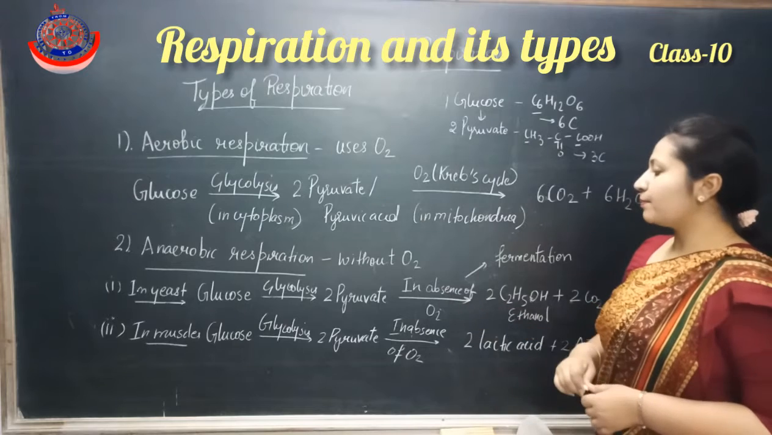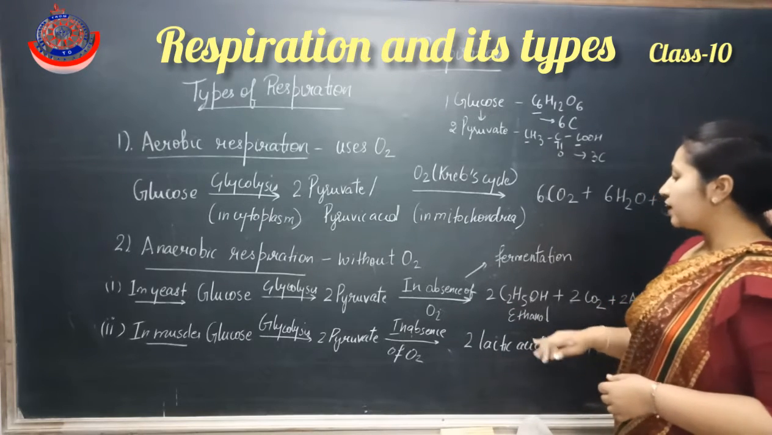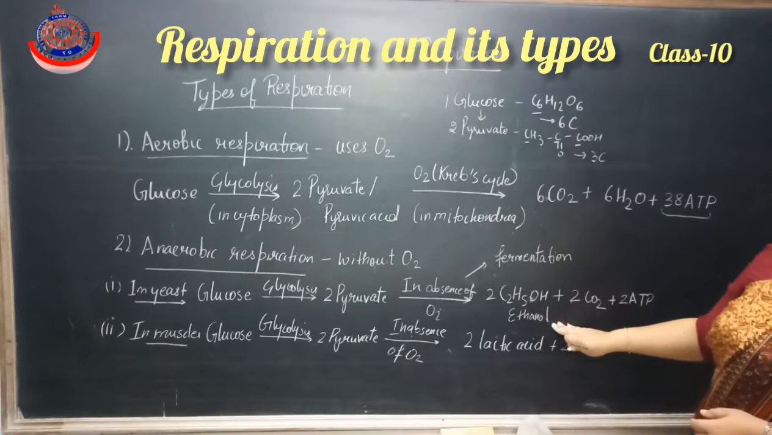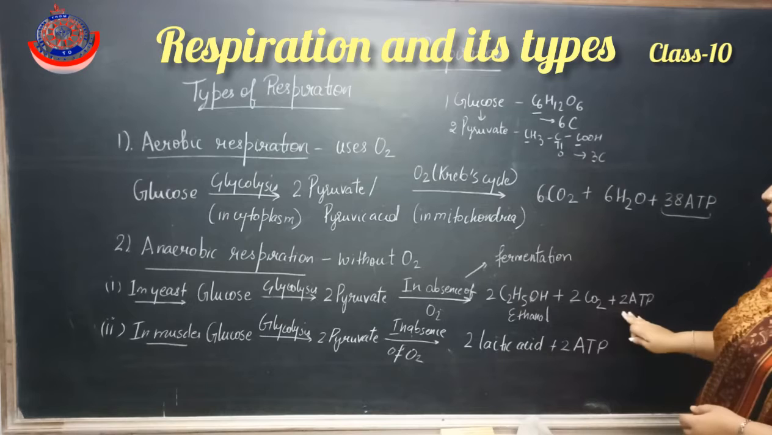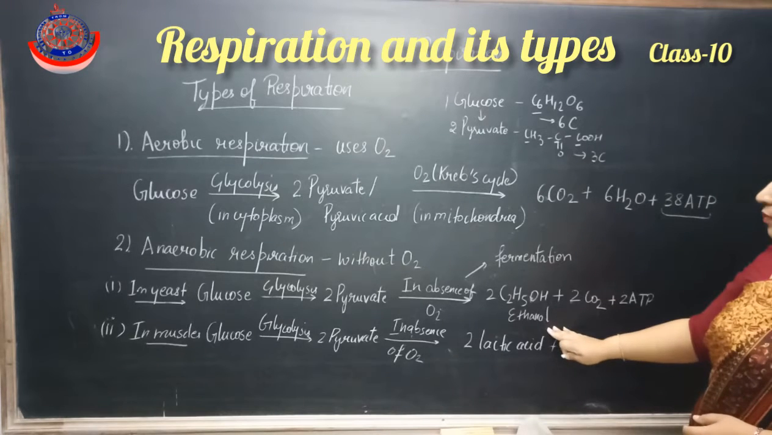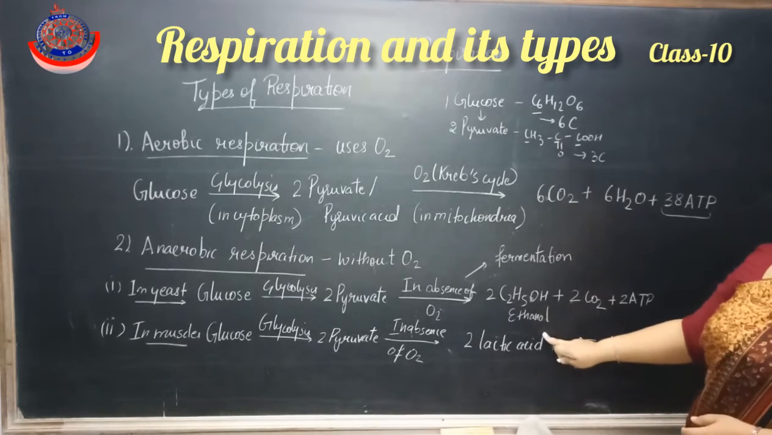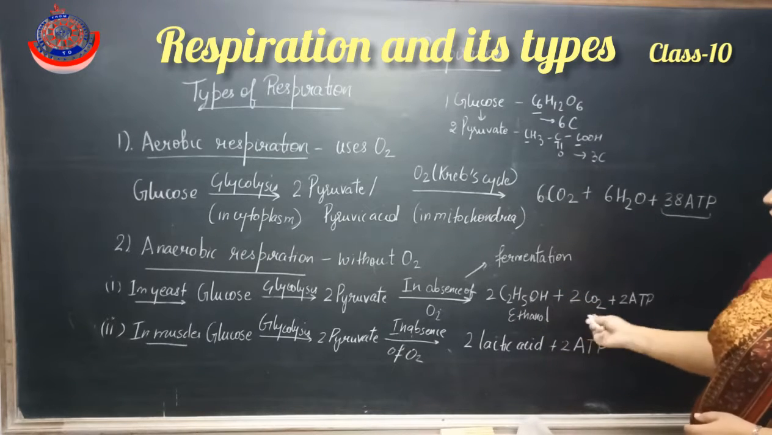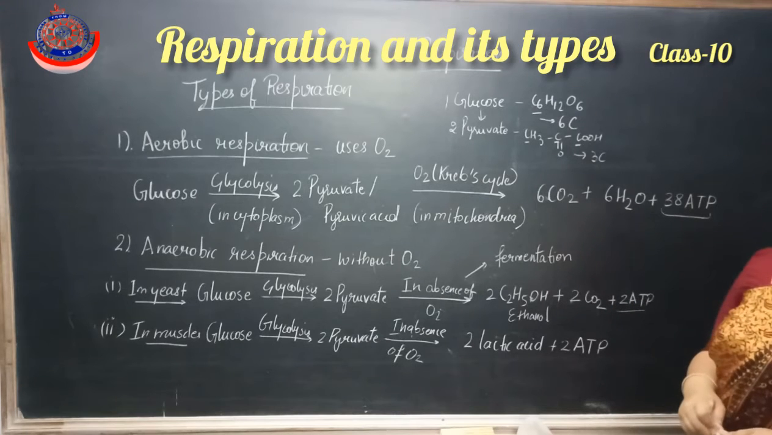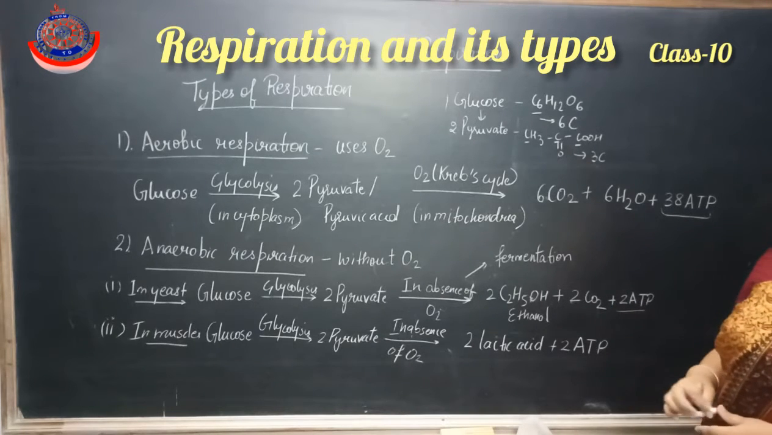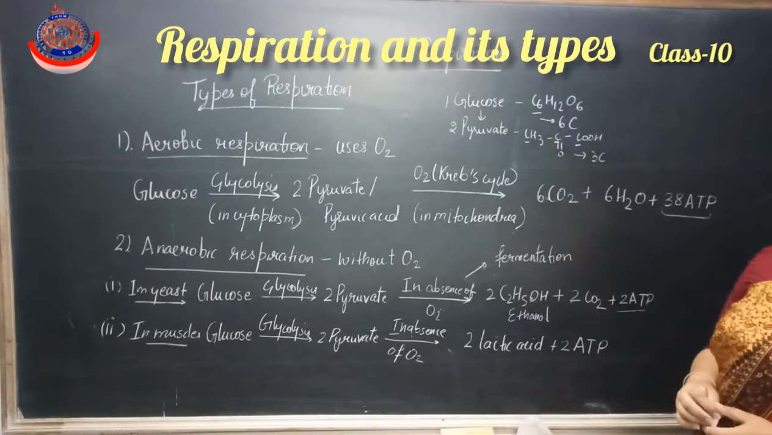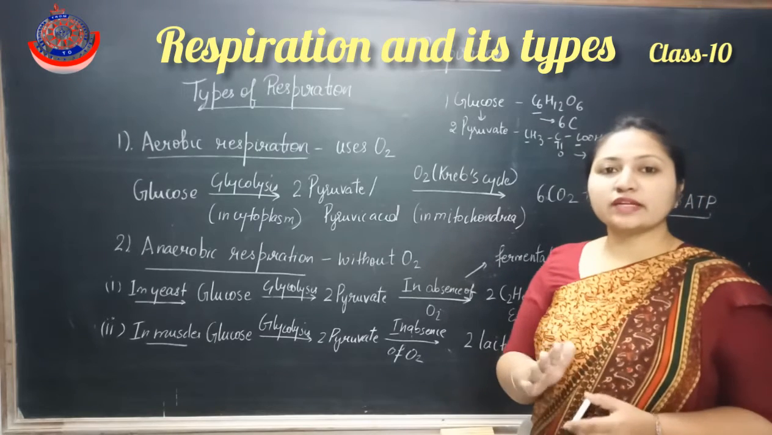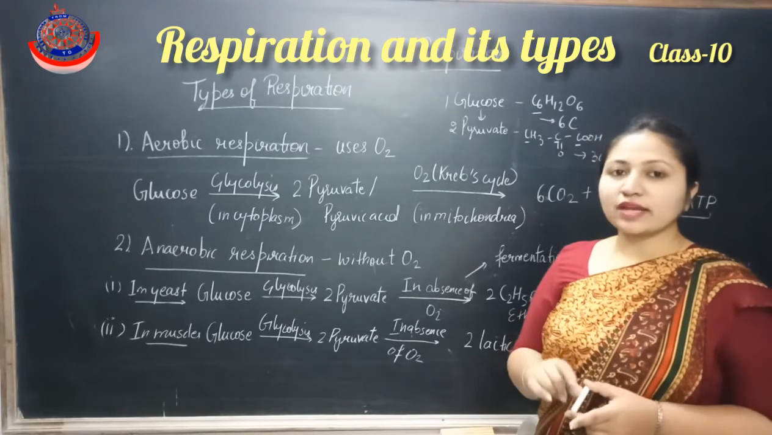But after that, what happens? In the absence of oxygen, it is converted into ethanol, that is C2H5OH, plus 2CO2 plus 2 ATP. So here the end product is ethanol. What is the end product in the fermentation reaction? That is ethanol, and a very small amount of energy is produced. Why is a small amount of energy produced? Because of the partial breakdown of the food, which is not completely oxidized. So that is the reason.